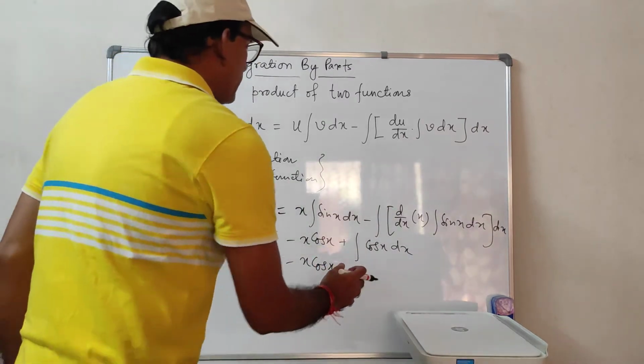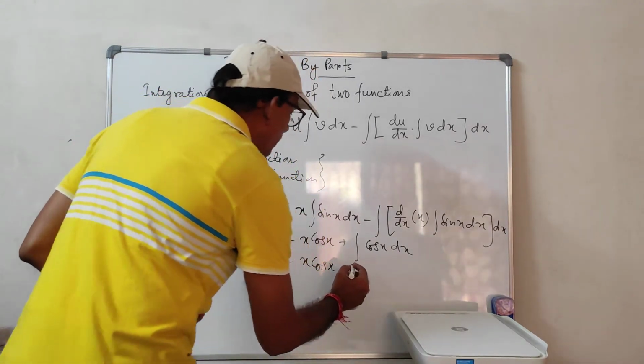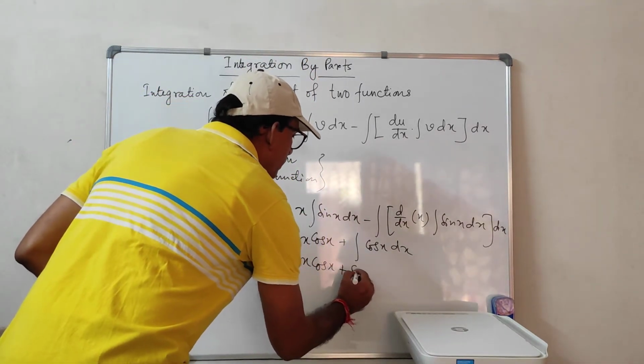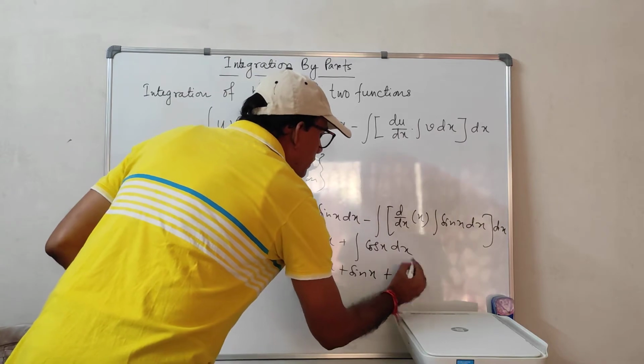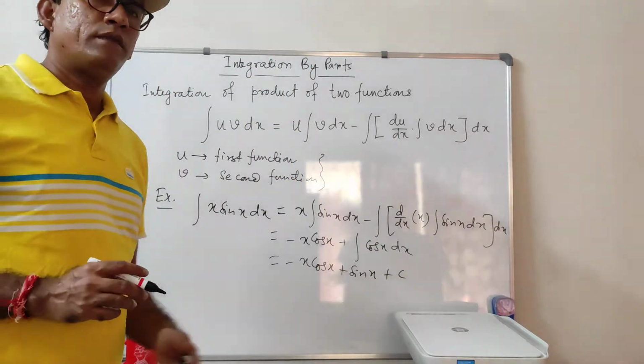Okay, and what is the integration of cos x? It is sin x, and then c, the constant of integration. This is the end of the integral.